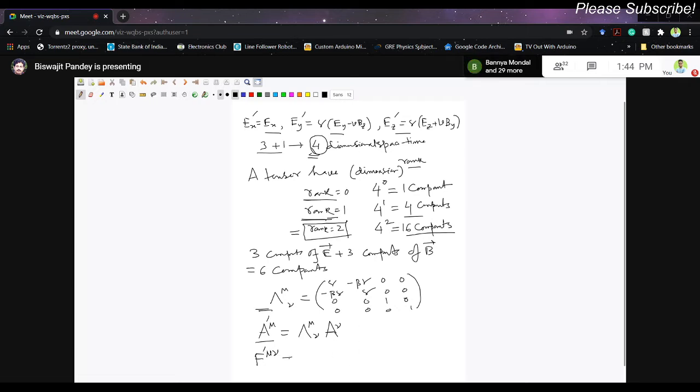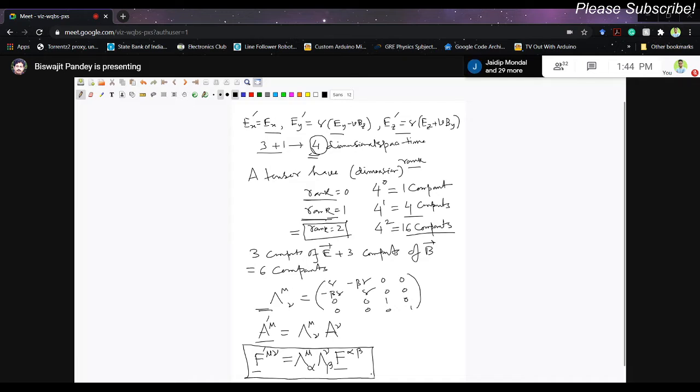In the prime frame, you can connect this tensor. So this is, suppose, F alpha beta. This is the same second rank tensor in the unprimed frame, and we would like to relate this tensor with the same tensor in the prime frame. So for that, you have to use two Lorentz transformation matrices, lambda mu alpha and lambda nu beta, right? So this is the Lorentz transformation of a second rank tensor in relativity, right?